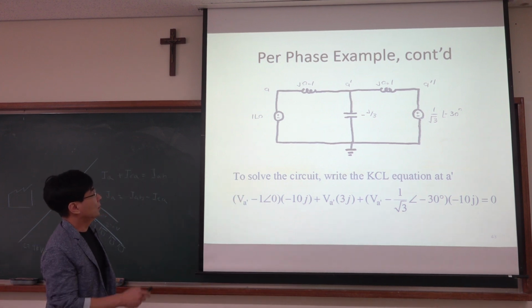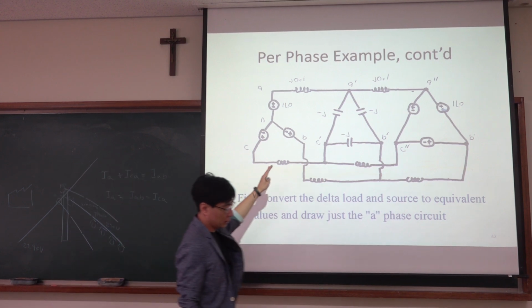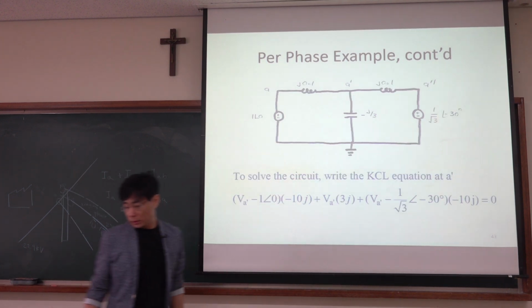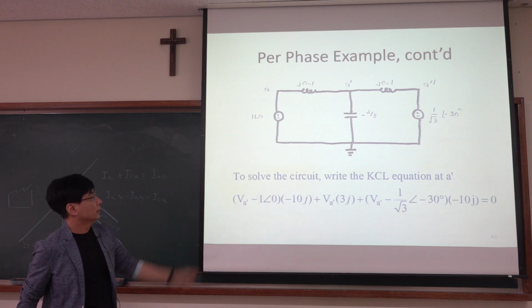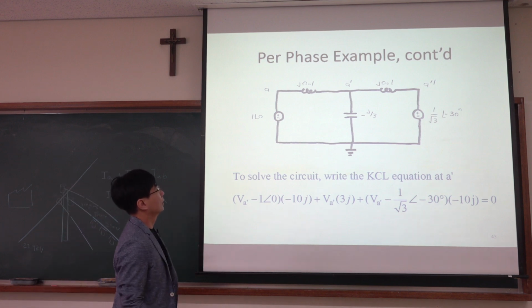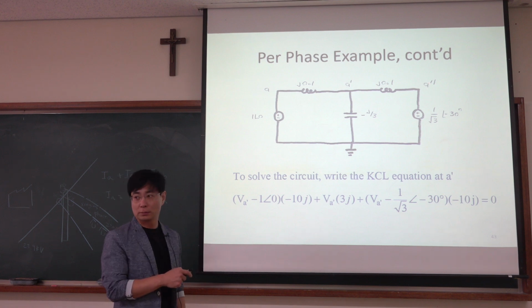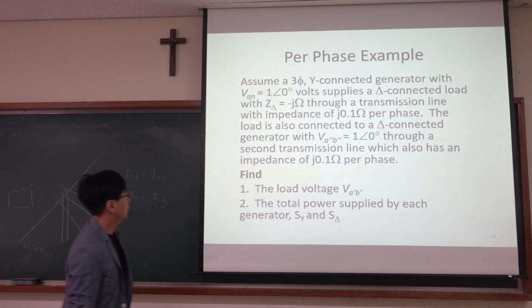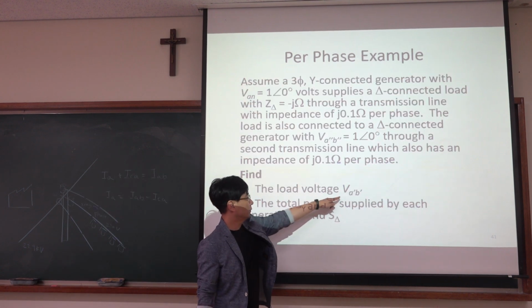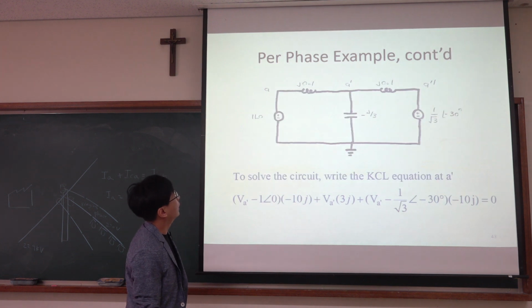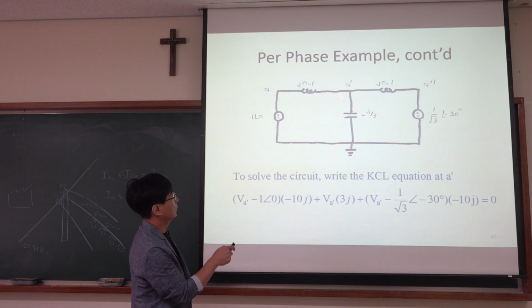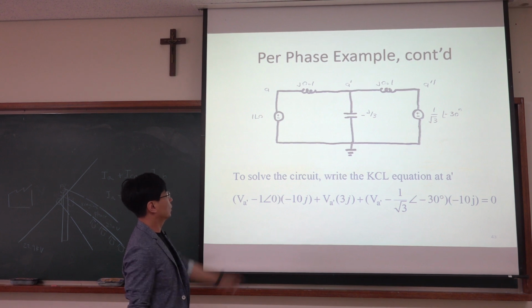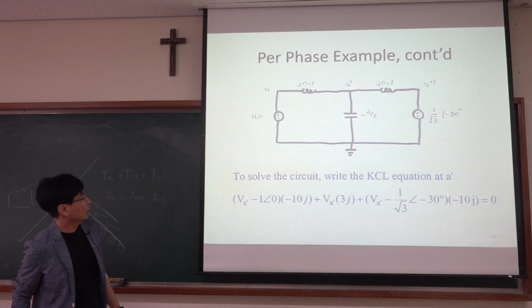Okay, so from these complicated circuits, that is changed to this simple circuit. Then you can analyze the circuit. And our job is, what was the question? Find the load voltage V A prime B prime. To do that, you first need to determine the voltage here, A prime, A double prime. So I want to find V A prime. How can we do that?